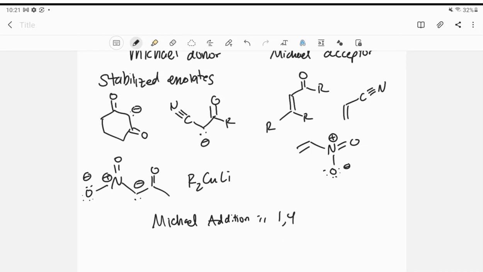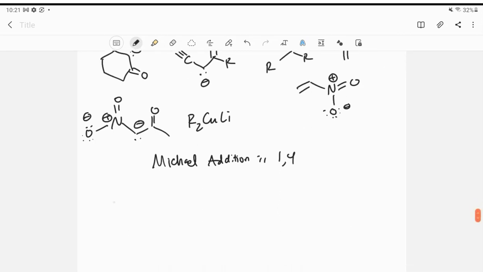So we'll see what that looks like. So if we go ahead and take a look at the context of a Michael addition, we're going to have something like, actually it's probably easier to explain it with the Gilman reagent.